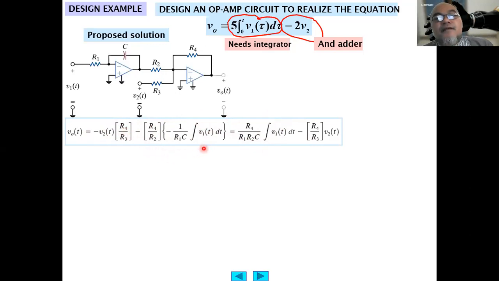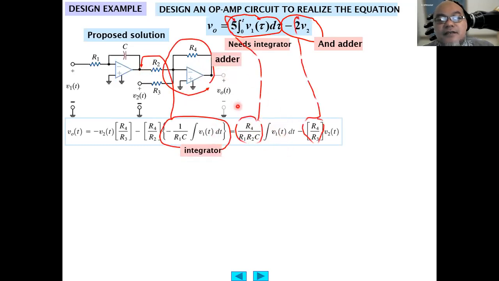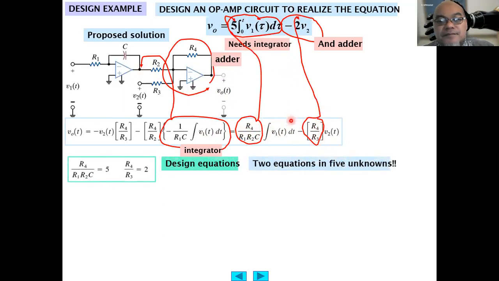So this will be the integrator part, and this one will be the adder part. R4 over R3 should be equal to 2, and R4 over R1 R2 C should be equal to 5. This is the integrator part, and this is the adder part. So we have two equations here: R4 over R1 R2 C equals 5, and R4 over R3 equals 2.